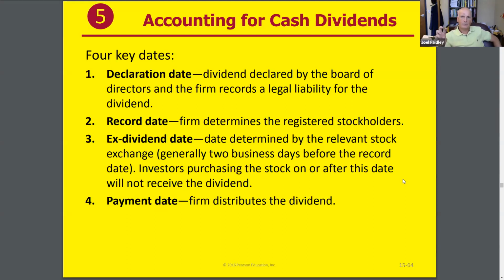There's 4 dates. I know in principles we talk about 3 dates that are important for cash dividends. The date of declaration, that's the legal liability when the board of directors declares a dividend. That's when you make your journal entry: debit retained earnings, credit dividends payable. Nothing happens on the record date or ex-dividend date except those 2, which were combined in principles. 2 and 3 were combined in principles. That's the date of record that you have to decide who is going to get the dividend and who is not. And then the payment date is when you reverse the entry you made in number 1. So number 4 there is going to be a debit to dividends payable and a credit to cash.